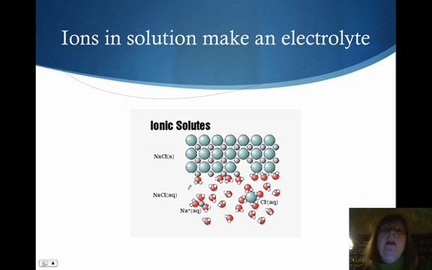Okay, so we have learned that if we have ions, this is the key right here, if we have ions in solution, then we have an electrolyte, something that can produce an electric current. And so we've seen that ionic solutes produce these ions in solution to make them electrolytes.